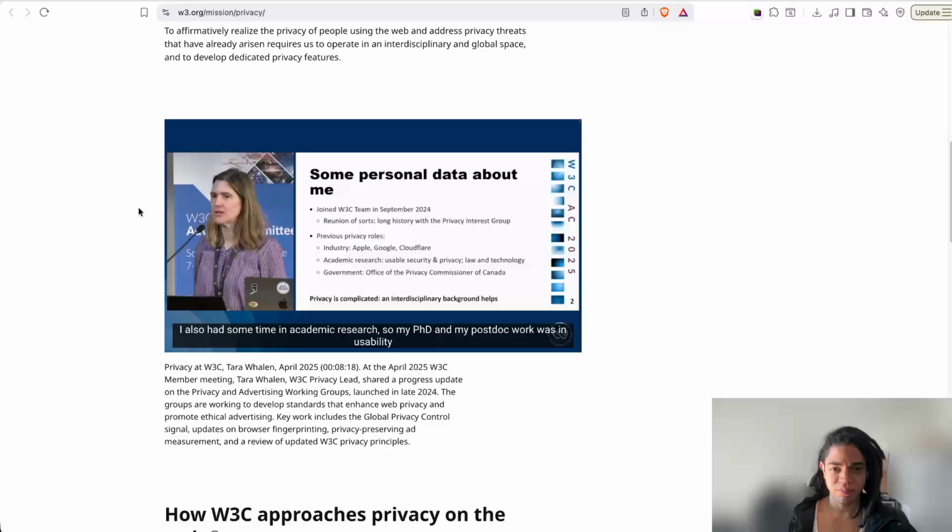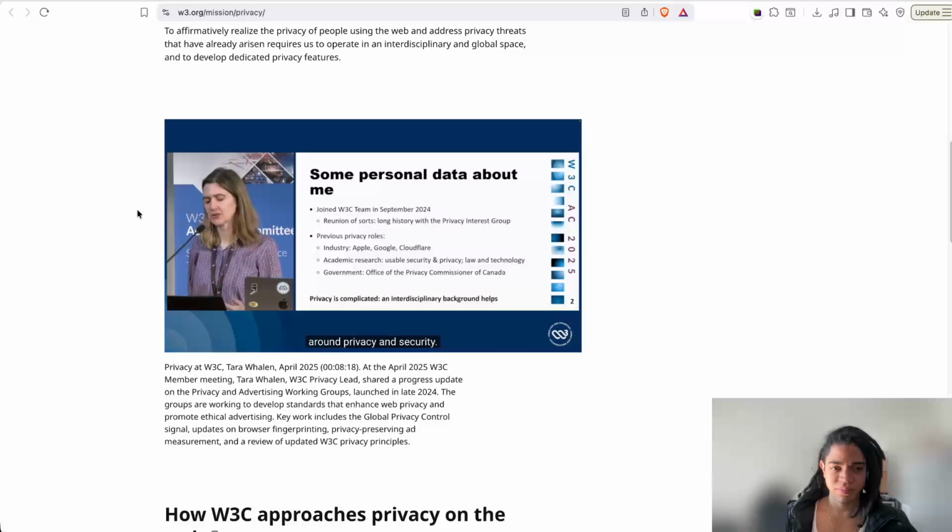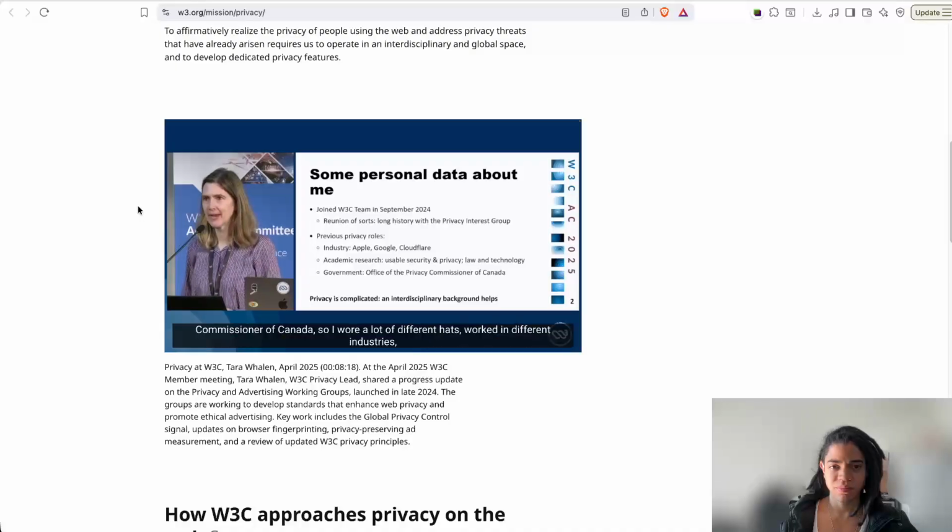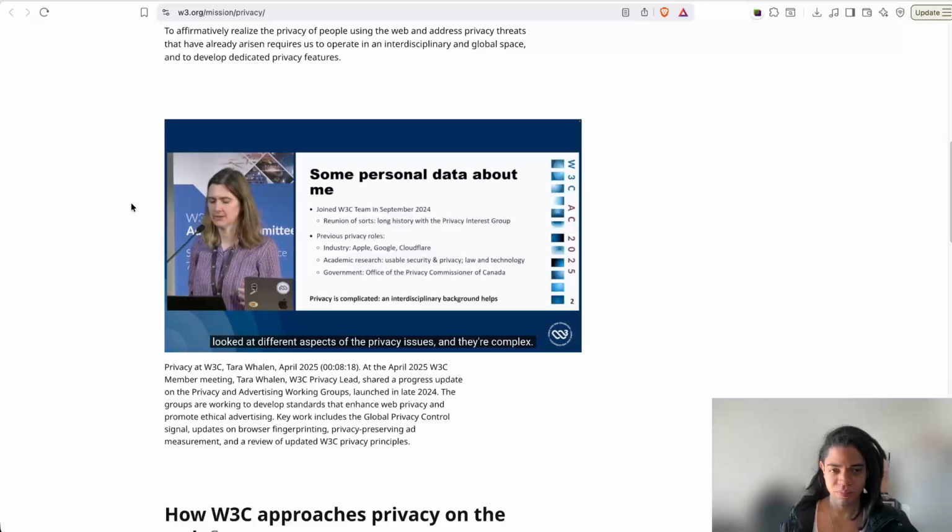So my PhD and my postdoc work was in usability around privacy and security. I also did a Master of Laws in law and technology with a focus on privacy. And I spent time in the government in Canada at their regulator, the Office of the Privacy Commissioner of Canada. So I wore a lot of different hats, worked in different industries, and looked at different aspects of the privacy issues.